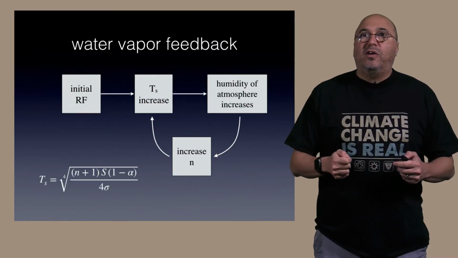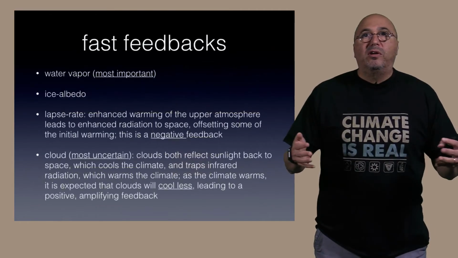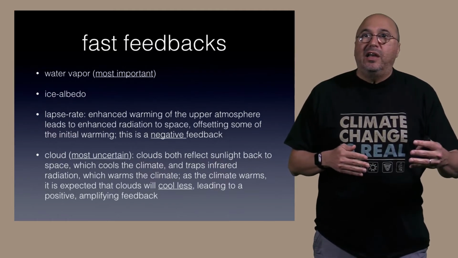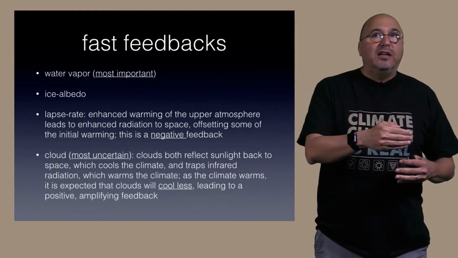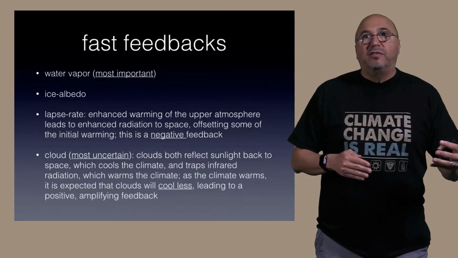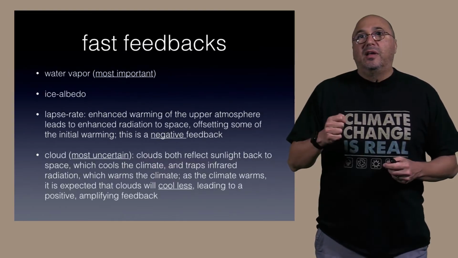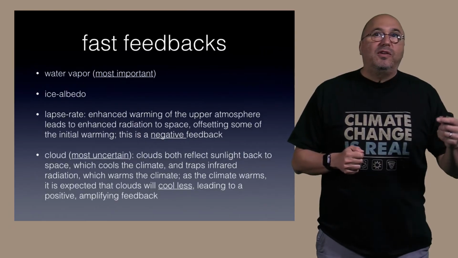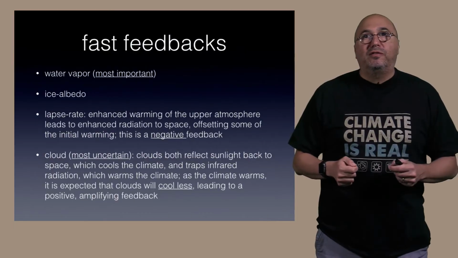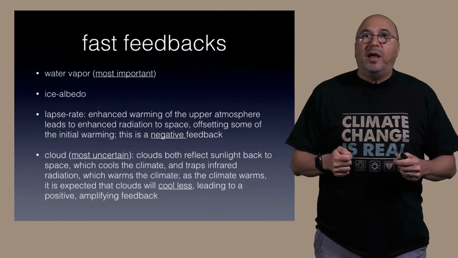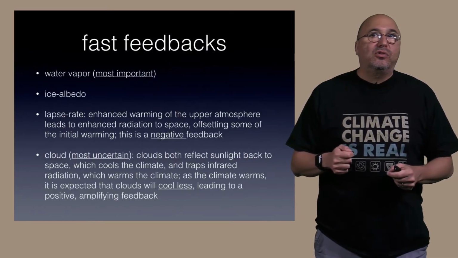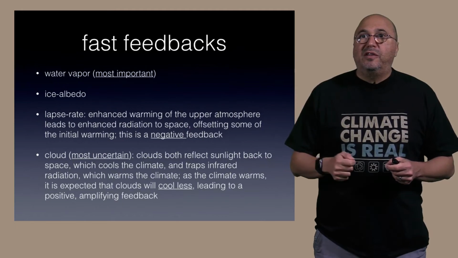In addition to the feedbacks we've already discussed, there are two more important feedbacks. The previous feedbacks are positive because they amplify an initial warming, but there are also negative feedbacks which ameliorate an initial warming. An example of this is the lapse rate feedback. This results from the fact that warming of the atmosphere is not uniform, and we expect the upper atmosphere to warm more than the surface. This enhanced warming of the upper atmosphere will lead to enhanced radiation to space, which will offset some of the initial warming.